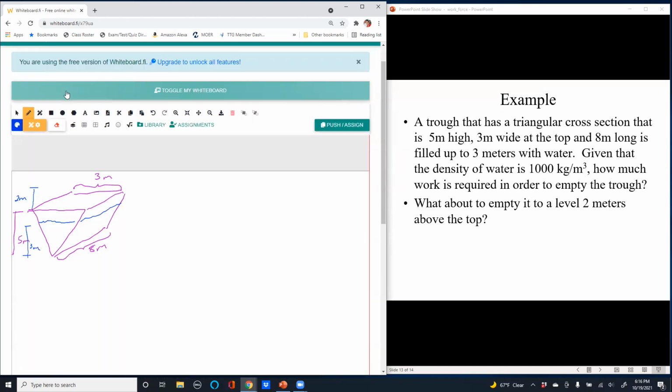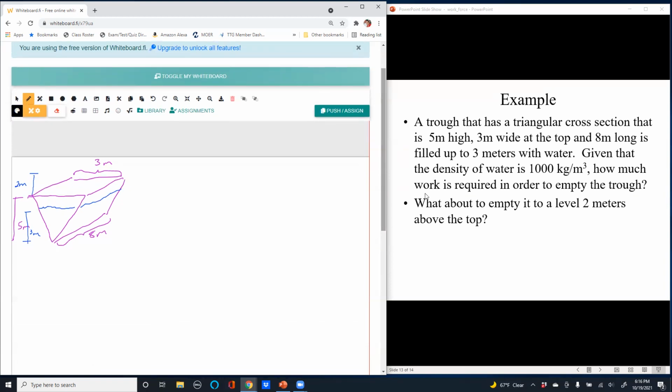All right, so first thing I want you to notice is the units: meters, kilograms, meters cubed. We need to multiply by gravity at some point. It better be in our final answer, okay? Now, if we do a slice, there's my ith slice. Let's give it a thickness of, let's call it delta h. And we've got to come up with, first off, the volume of the ith slice.